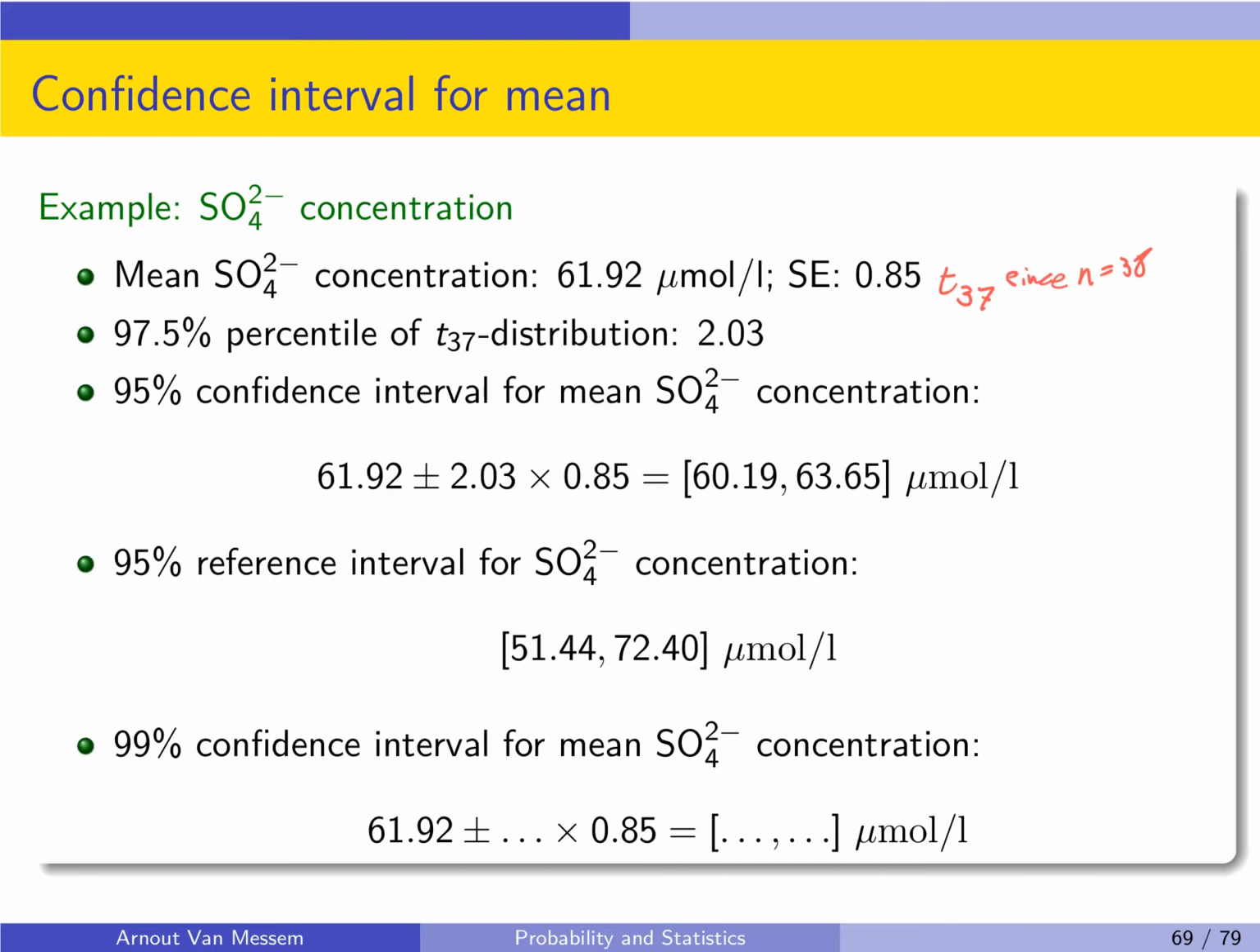If we then want to calculate a 99% confidence interval for the mean sulfate concentration, the only thing that we have to change is the quantile, the percentile that we want to use.